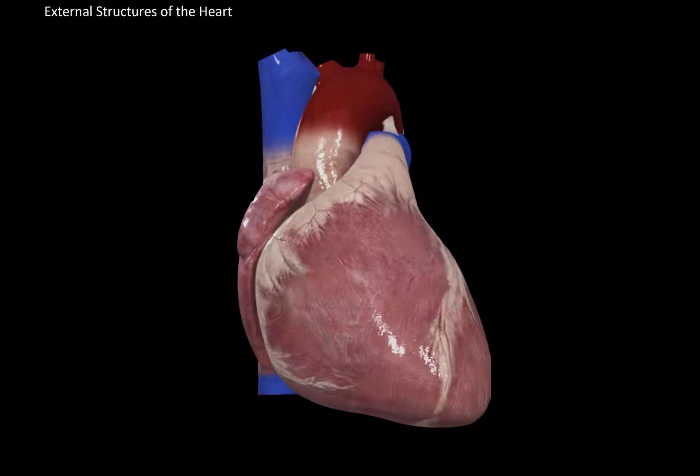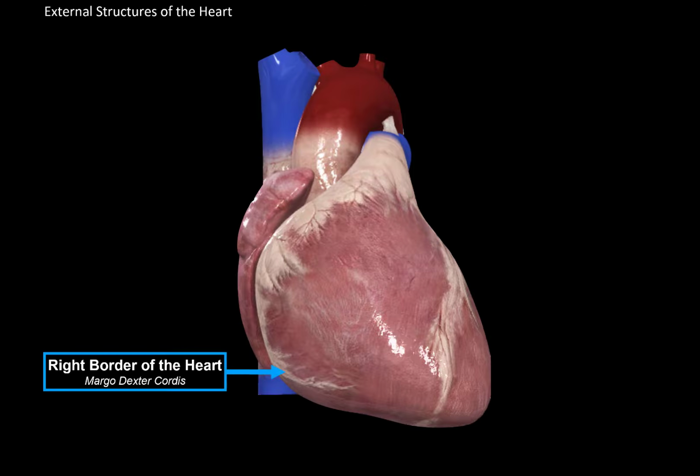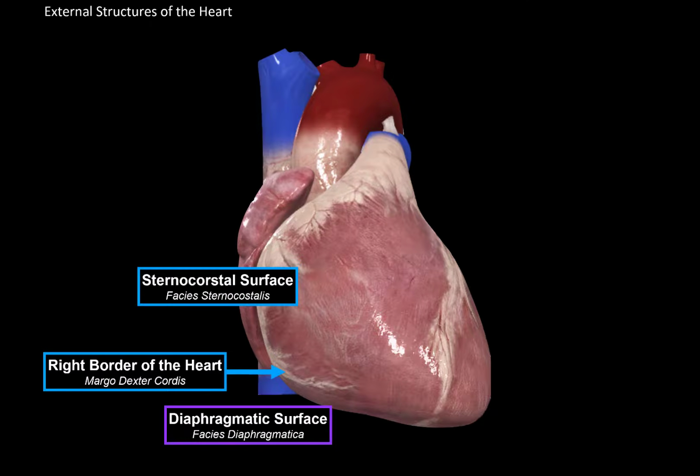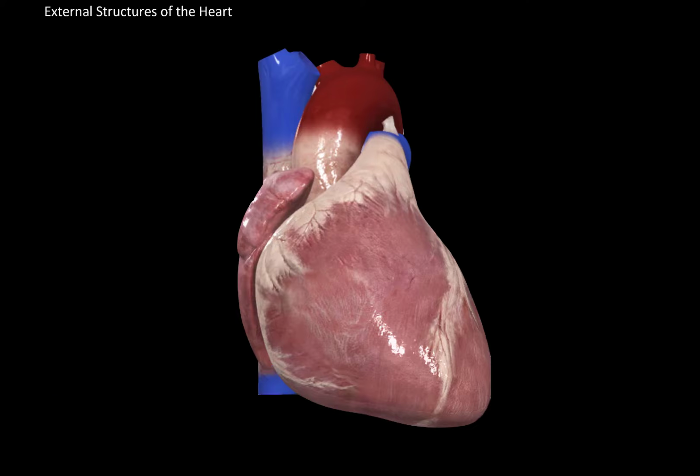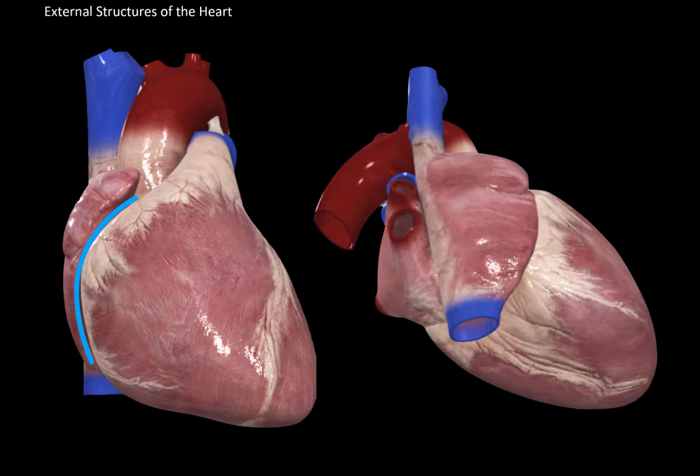Let's now take a closer look at the surface. The only margin that the heart has is the right margin on the right border, which lies between the sternocostal surface and the diaphragmatic surface. One cool thing in knowing the external structures of the heart is that you're actually able to know exactly where the inner chambers are based on the external structures, and I'll show you how. First, we have the coronary sulcus, which separates the ventricles from the atria. So this sulcus goes around, and here you see the posterior aspect of the heart again.